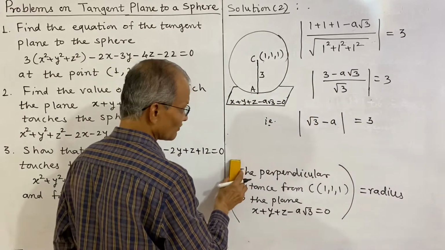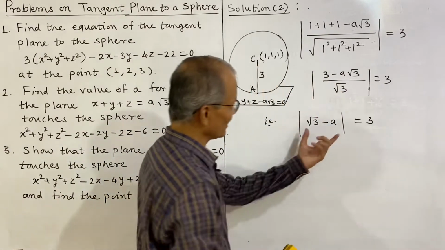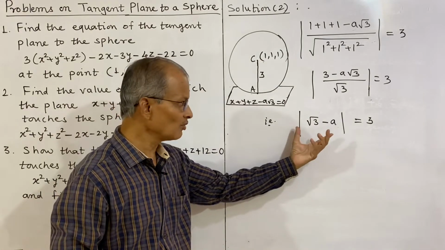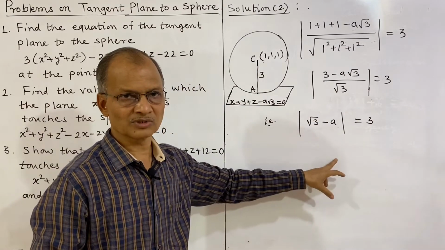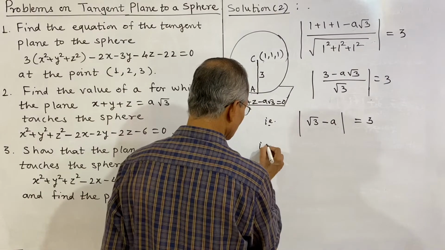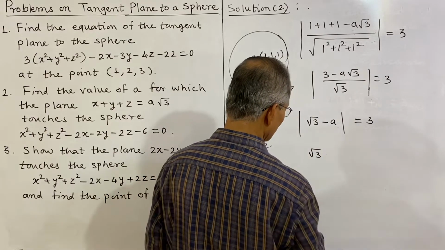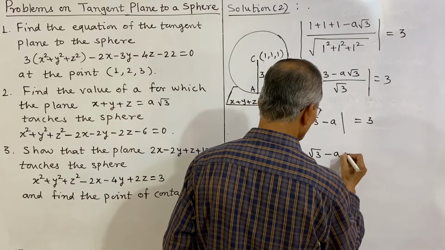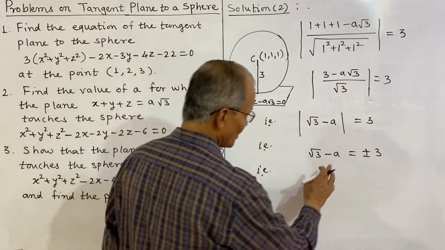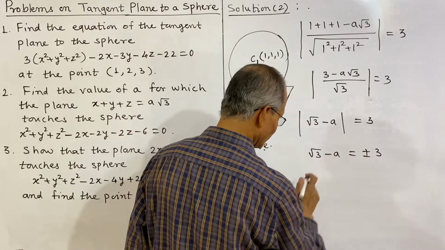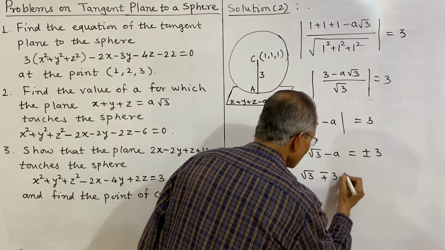And further from this we can eliminate the absolute sign. If you remove this absolute sign, then we should write this as plus or minus, because every absolute value has two signs, either plus or minus. So removing the absolute sign, root 3 minus a is equal to plus or minus 3, and therefore a is equal to, we shift a to that side and this term to the left side, that will be root 3, this plus minus becomes minus plus 3, is equal to a.